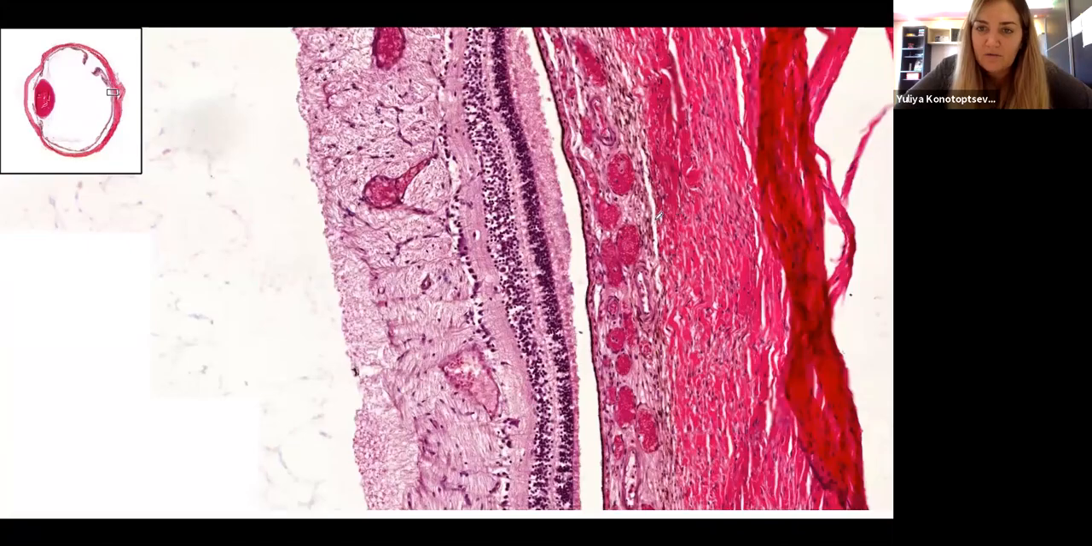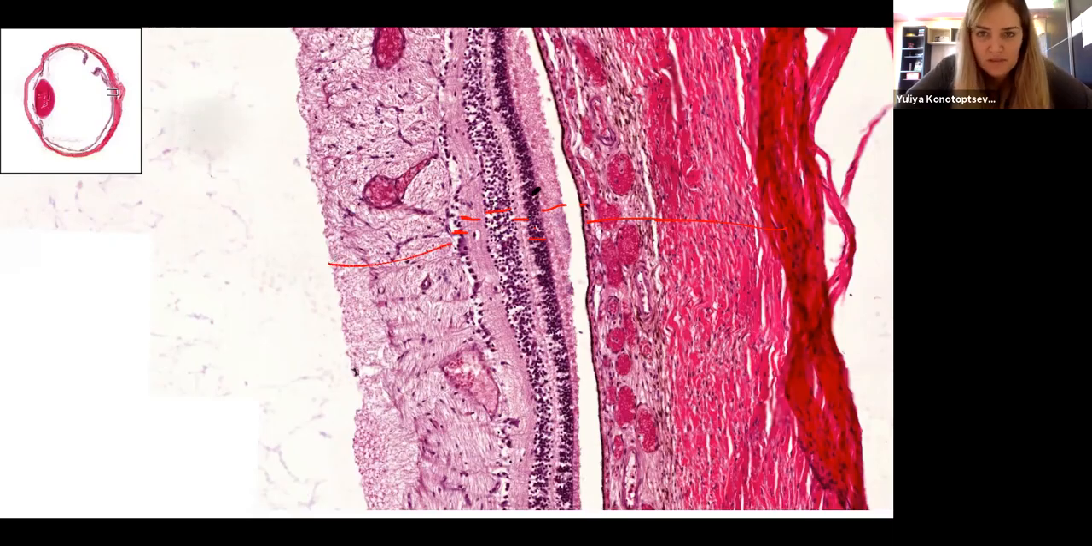So let's do it again. Sclera, choroid, pigmented epithelium, rods and cones, nicely visible outer limiting membrane, outer nuclei, outer nuclear layer, outer plexiform layer, inner nuclear layer, inner plexiform, ganglionic, nerve fiber.